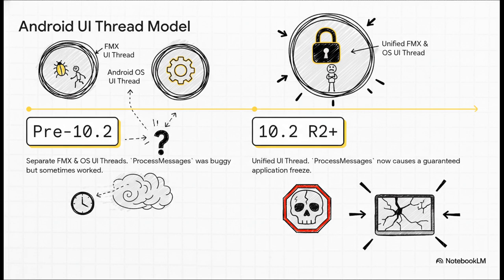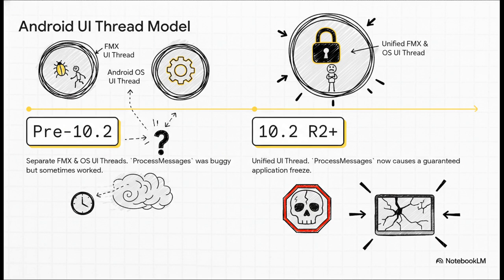So, what happened? Why did this go from being just risky to being fatal? The critical change happened with RAD Studio 10.2 Tokyo, specifically Release 2. See, before this version, FMX on Android actually ran its own UI thread, which was separate from the main Android operating system's UI thread. This separation caused its own set of synchronization problems, but it meant that process messages could sometimes limp along. But starting with 10.2 R2, Embarcadero made a huge architectural change. They unified them. The FMX UI thread is now the Android OS thread.